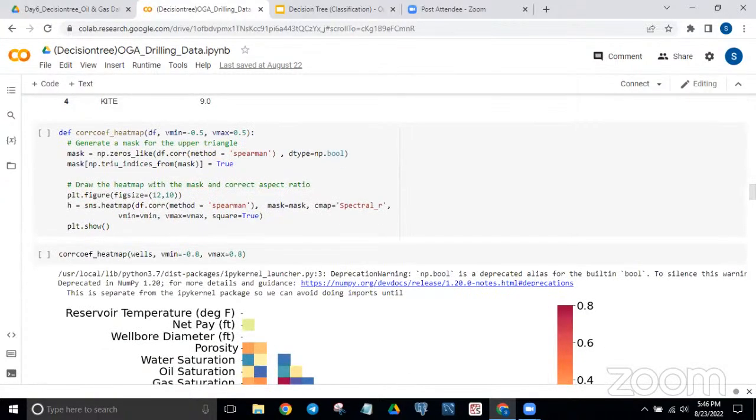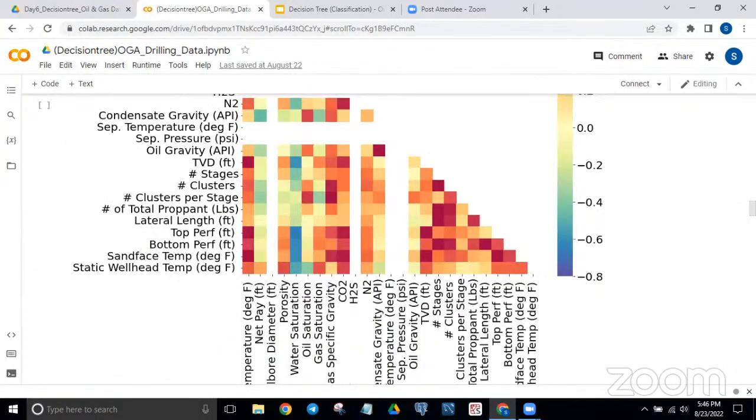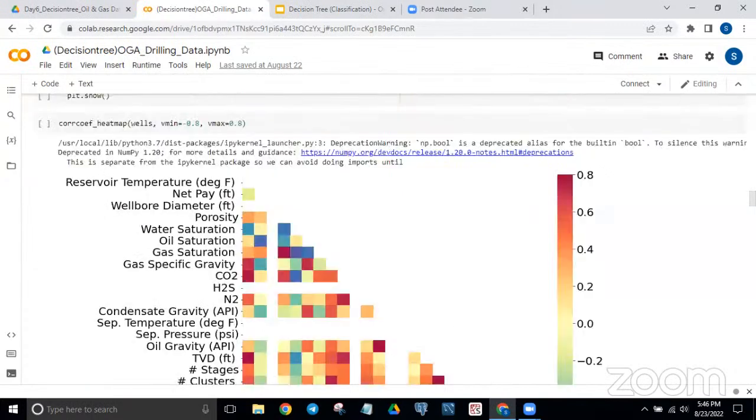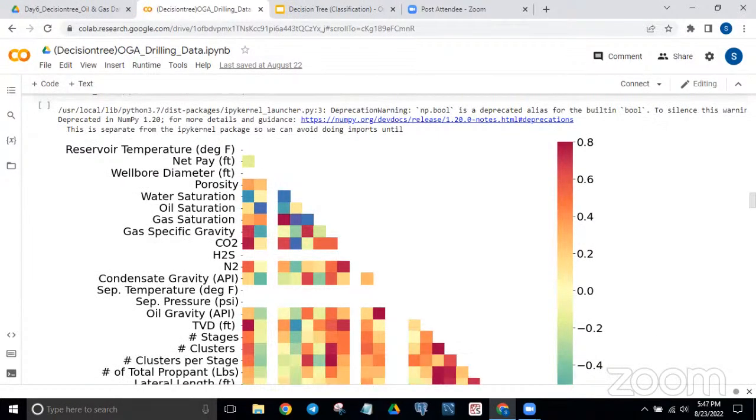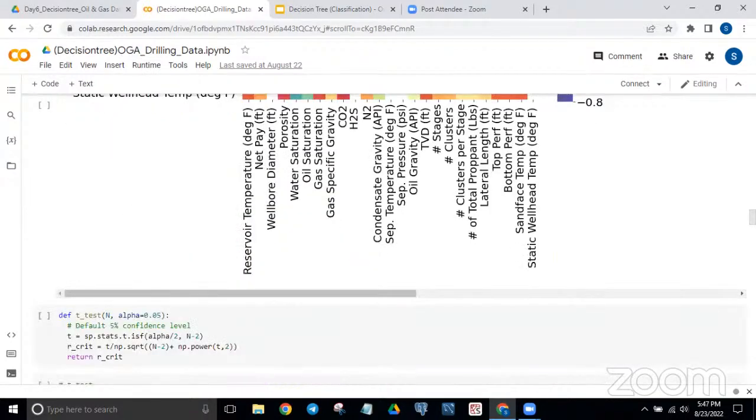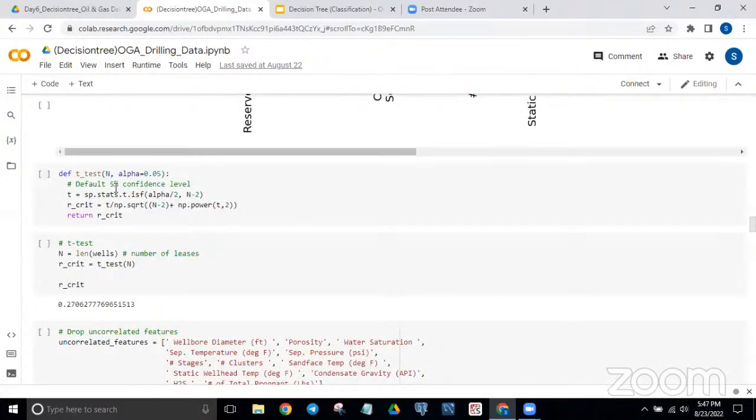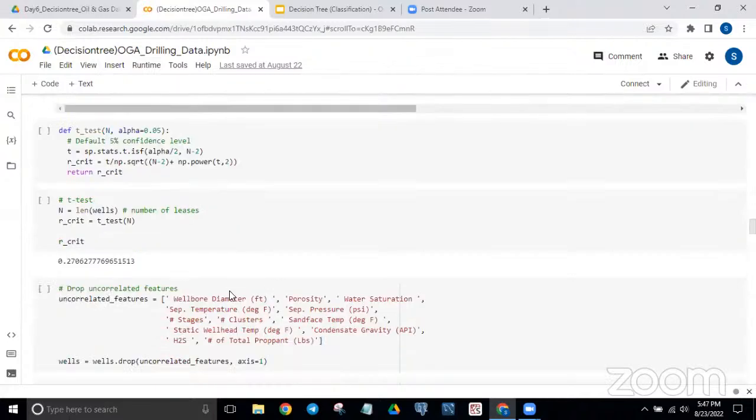So here I'm trying to find the heat map, the heat map that I have shown you earlier. These are the values that I have, and I am trying to look into the heat map. Based on this heat map, I am trying to find out which values are correlated to each other. If there is no correlation between these values, they are not important to me. Based on that, I am trying to remove these values. I'm trying to drop these values.